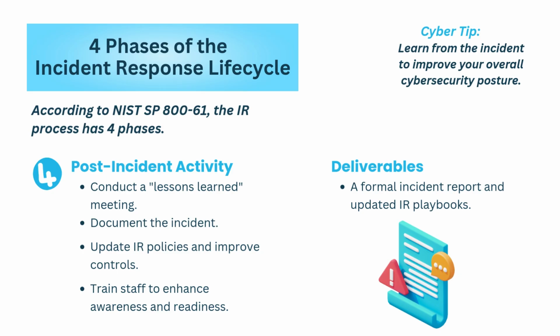Then, update your incident response plan. If the incident revealed weaknesses, like a slow response time or missing log data, it's time to revise your policies and procedures. Train your staff. If the incident happened because of a phishing email, that's a sign your users need more cybersecurity awareness training. The best way to reduce future incidents is to make sure everyone understands the risks and their role in prevention.